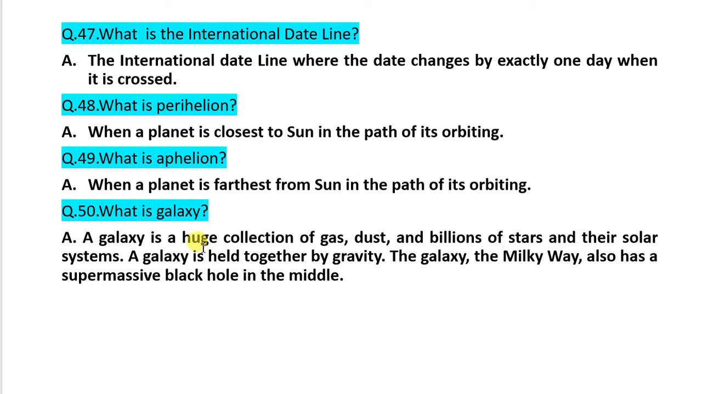Next question. What is the international date line? The international date line is where the date changes by exactly 1 day when it is crossed.